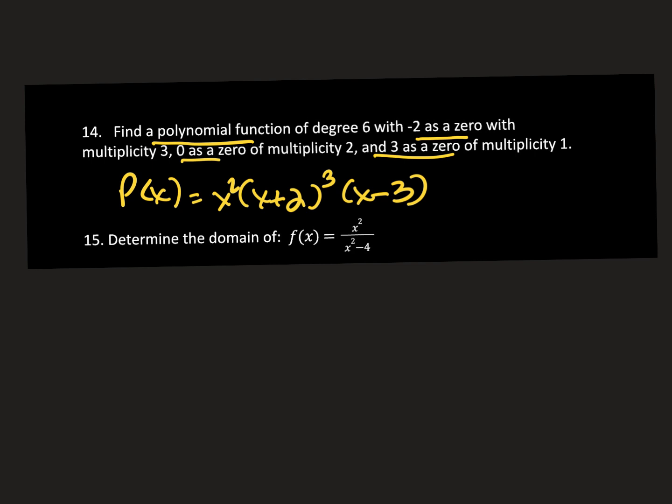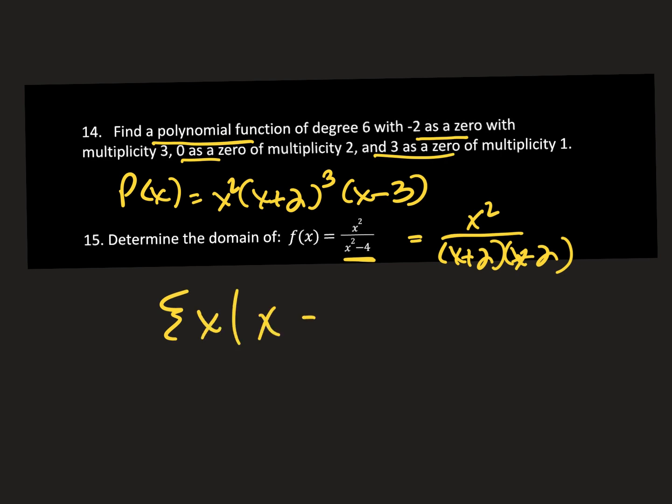And the last one, finally, determine a domain. You can't do the domain unless you know what makes the bottom 0. So I'm going to factor that denominator, make it x plus 2, x minus 2, because it's the difference of squares right there. And that means there's 2 things that make my denominator 0. 2 and -2, so I'm going to write it this way. All x, such that x cannot equal either +2 or -2. And that's it. Hope that helps, guys.